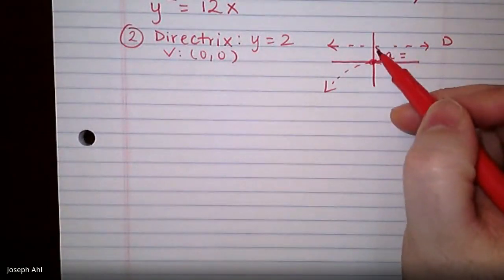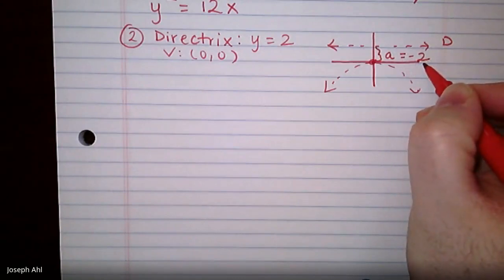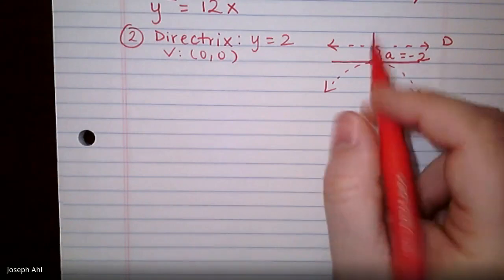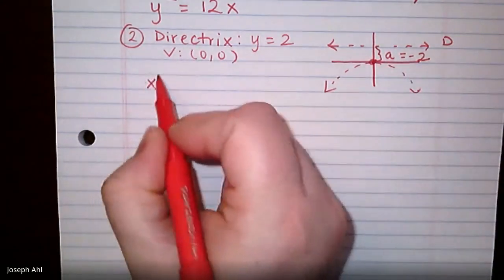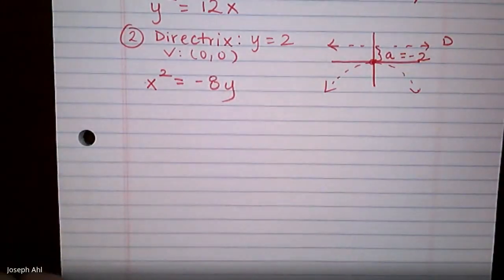Now, even though that distance is a length of 2 units, because it's opening down, it might be useful for you to write that a is negative 2, because we know that the value of a will be negative in this scenario. So since we're opening down, it's going to be x squared. 4 times a would be negative 8, and that goes next to y.